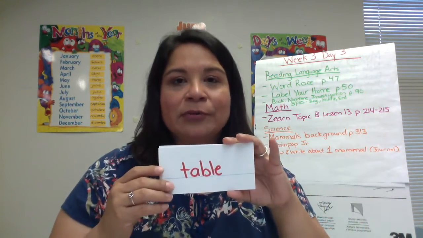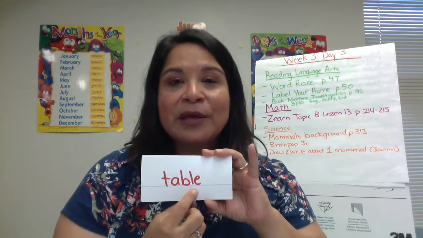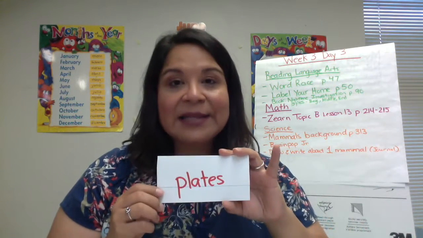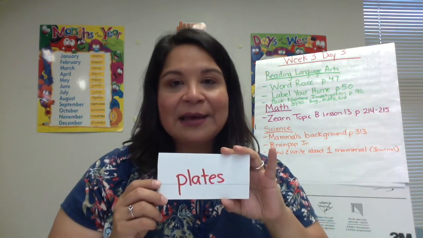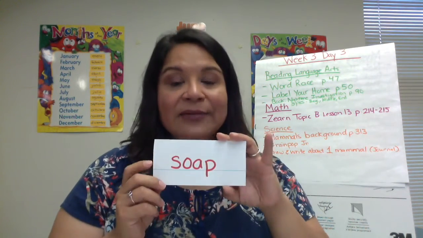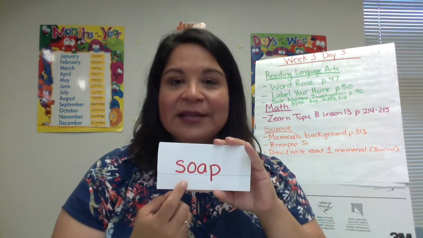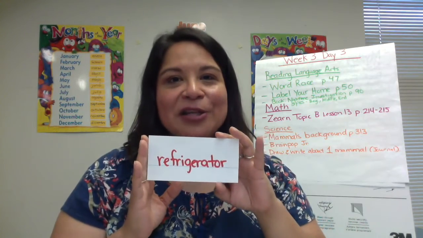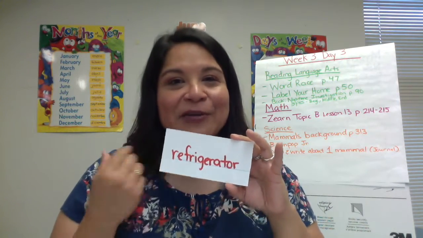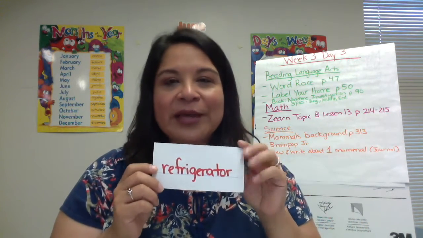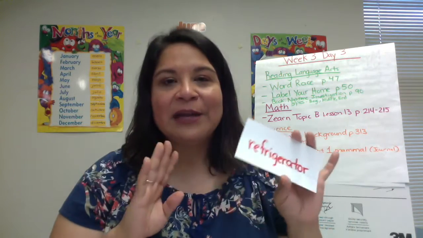Other words that I considered were table, because it has that final stable syllable that they will start learning in first grade. And then plates, which has that sneaky E that makes the vowel say the long sound, A. And then we have soap, which is different. It has that vowel combination. And this one, because it's such a long one, and plus I know that my child visits this place, the refrigerator, quite often. So again, you would put some tape on and start labeling your home.